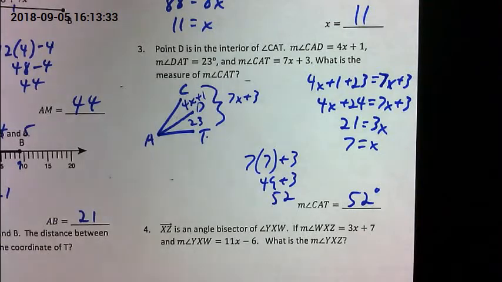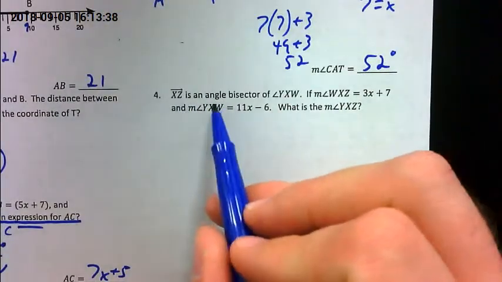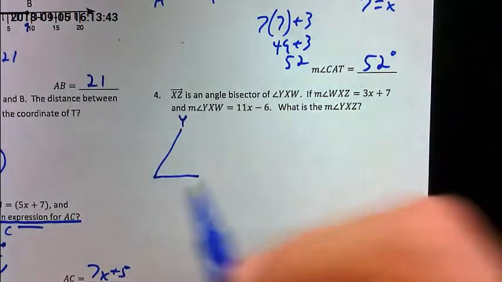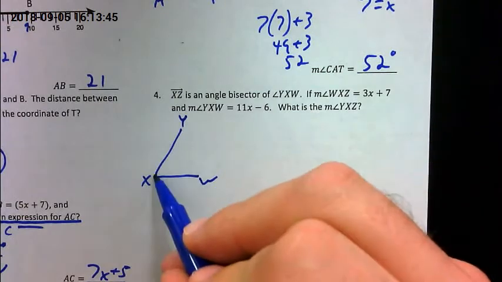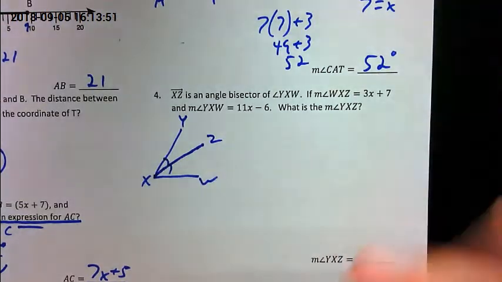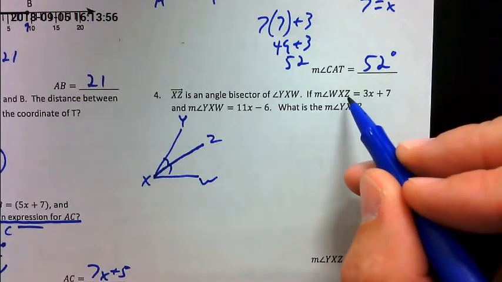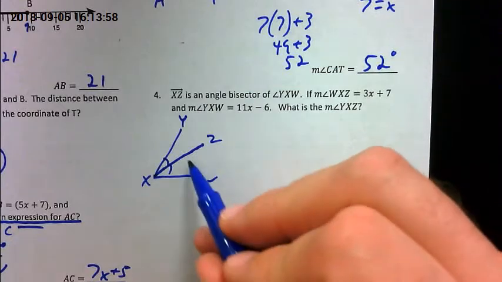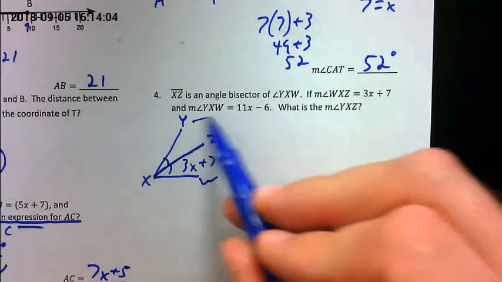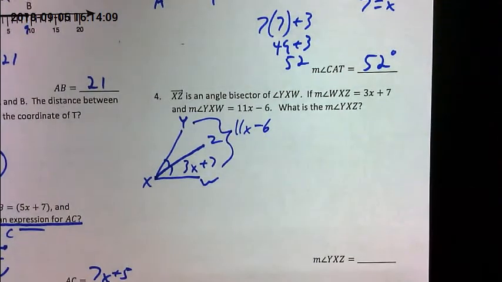Now, for number 4, we again have the word angle bisector. So, if I draw this one, the angle is YXW. An angle bisector XZ. So these two are going to be congruent. They give us WXZ as 3x plus 7. They give us YXW, which is the whole thing, as 11x minus 6.